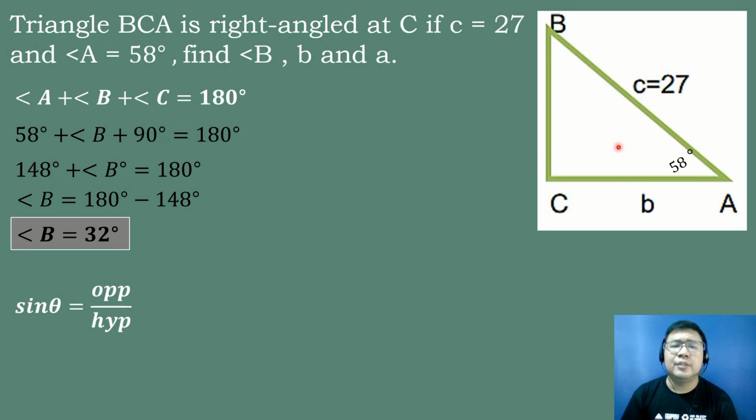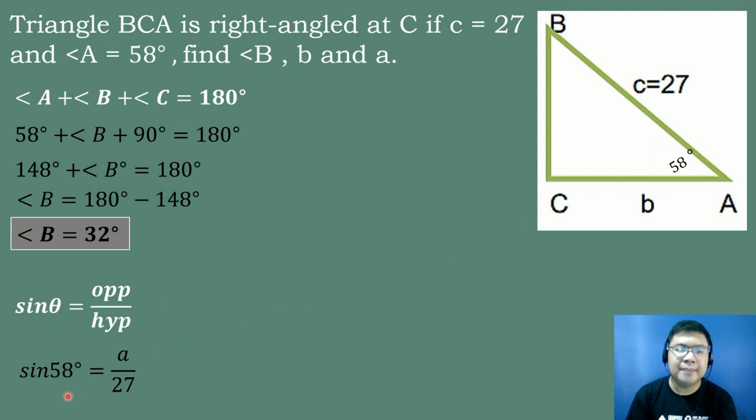So the formula that we will be using is sine theta is equal to opposite over the hypotenuse. And all we need to do is to substitute the corresponding values. So we have sine 58 degrees, so theta is the value of the given angle.